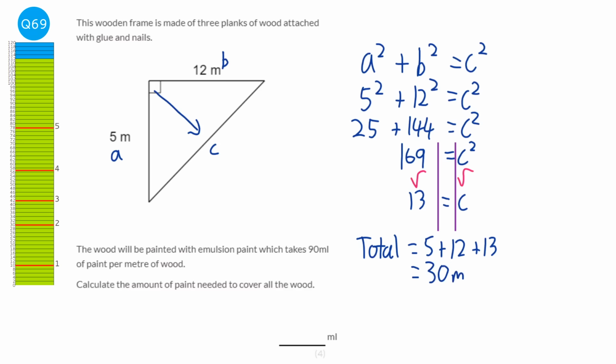Now it does say that we need 90 milliliters of paint per meter of wood. So the amount of paint needed is going to be the 30, because that's the total distance, times the 90, because we need 90 for every meter. 3 times 9 is 27, and then put the 2 zeros at the end. So the answer is 2,700 milliliters.